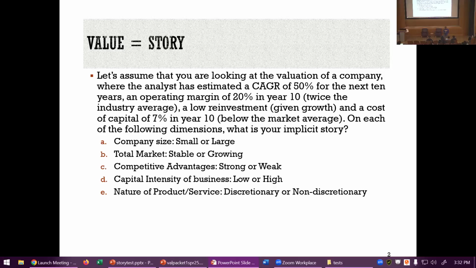Is the total market that it's going after growing or stable? Because if it were stable, how do you get 50% compounded growth? You've got to eat market share away. And what's the clue that that's not what they're doing? What's their margin doing? It's twice as high. So if you're going after market share, you're probably competing on price. The fact that you have 50% compounded growth and 20% margin suggests that the market must be growing.